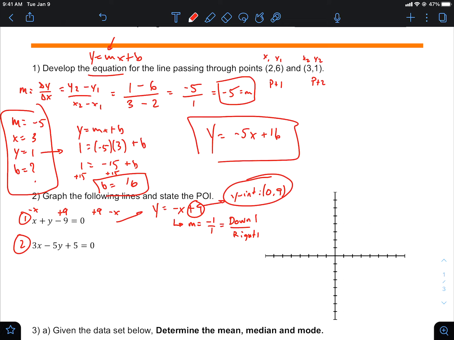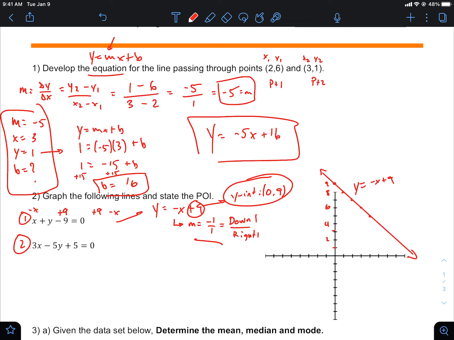0, 9, 1, 2, 3, 4, 6, 8, 9 would be right here. So just plot it. It's probably okay. And then you're going to follow the slope. Down 1, right 1. Down 1, right 1. And I genuinely think after you get the hang of this, I don't think the other method's faster. y equals negative x plus 9.